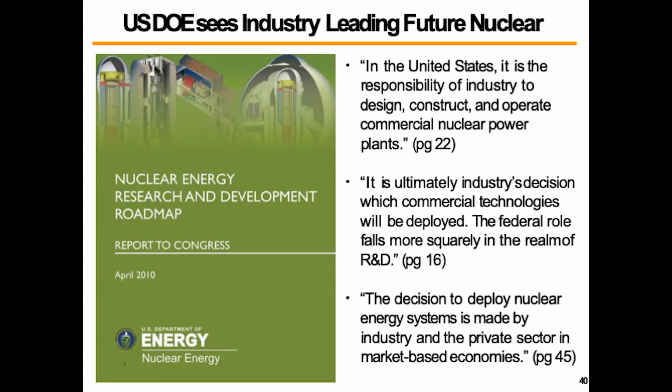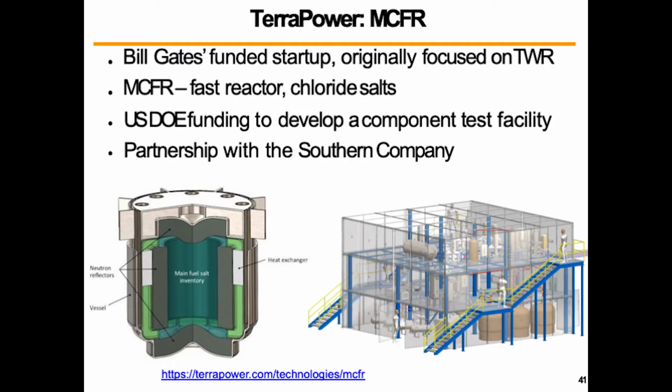So let's talk about industry. Bill Gates funded a company called TerraPower. It was originally focused on a sodium-cooled fast system he called a traveling wave reactor. But they also have a sort of backup, much like the French, a molten chloride fast reactor, which is a fast reactor. It uses chloride salts instead of fluoride salts. There are advantages and disadvantages of these choices. US DOE is actually funding a component test facility for the system, and they formed a partnership with Southern Company for commercial development of that technology.